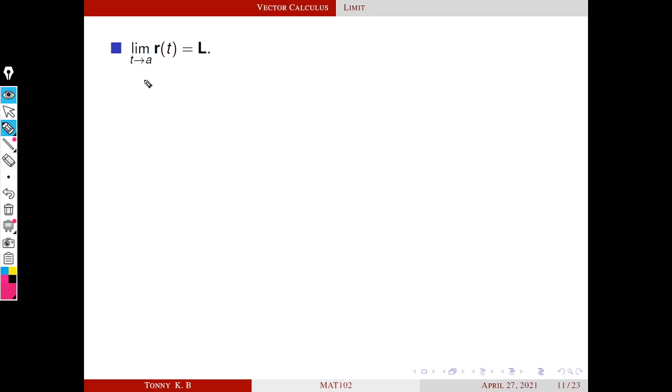I think all of you are familiar with this notation for a real valued function. That means limit as t tends to a of f of t equals L. Here f of t is a real valued function like t square or sine t, like that. Okay, L is a real number. What is the meaning of this notation?